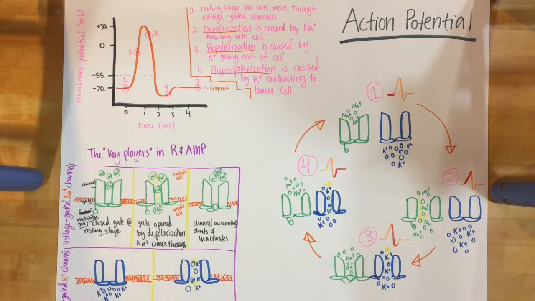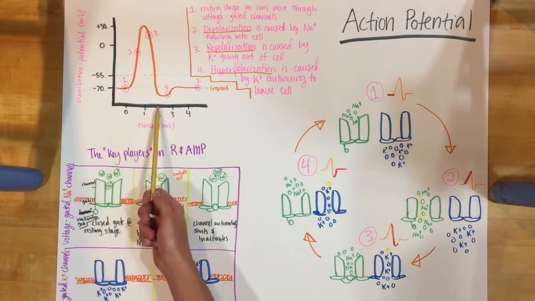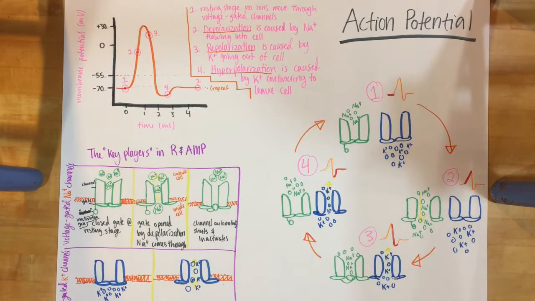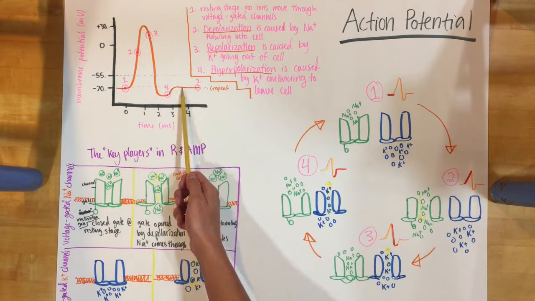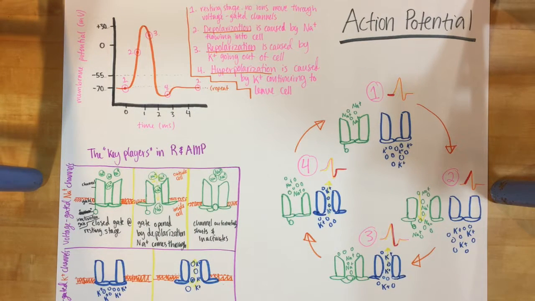During hyperpolarization, the sodium channels are closed by an inactivation gate, while the potassium channels stay open. This causes the cell to go down to around negative 90 millivolts before it goes back up to its resting membrane potential stage of negative 70 millivolts.